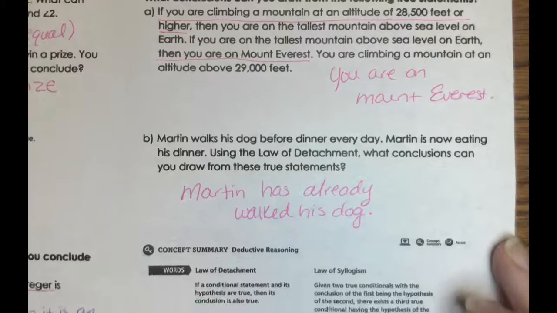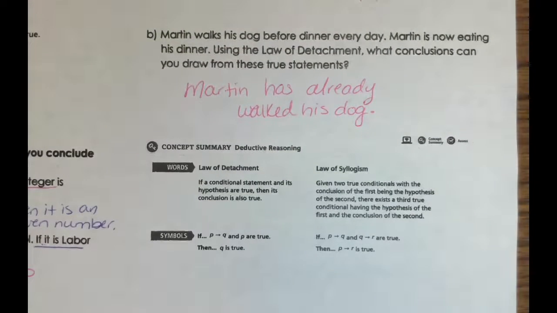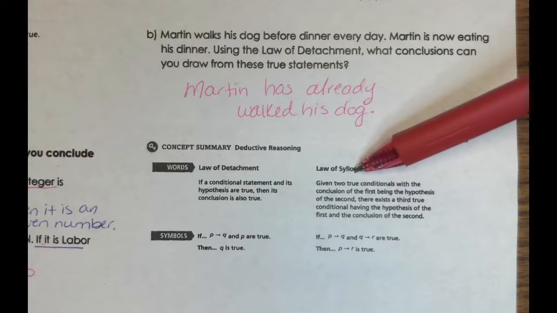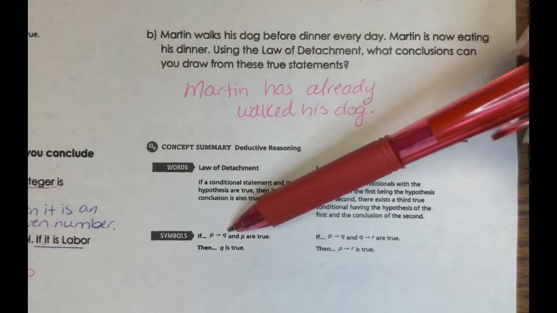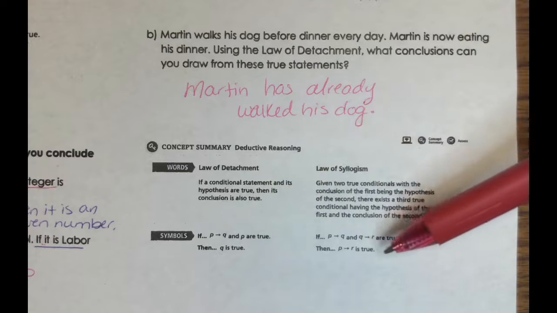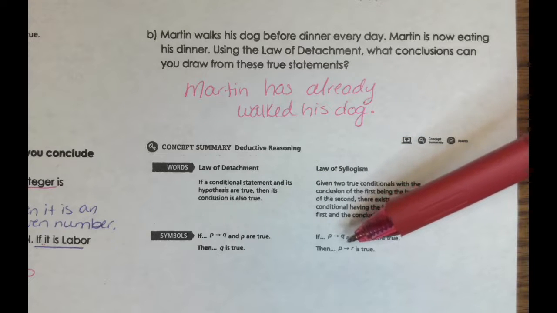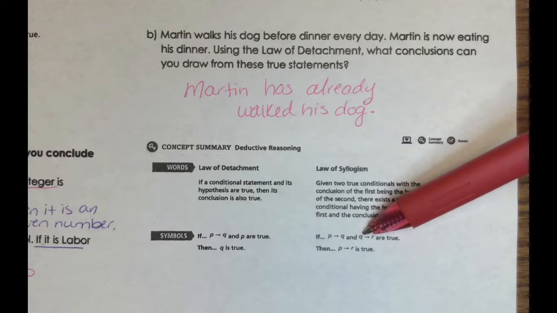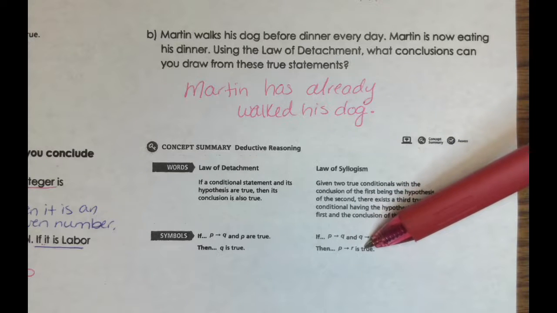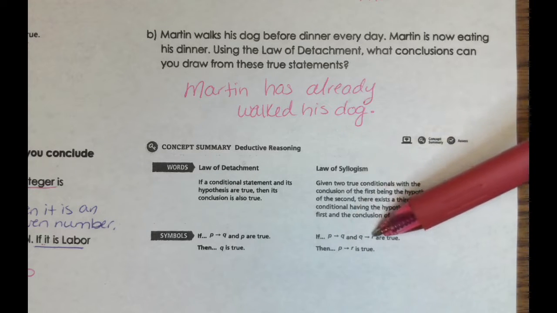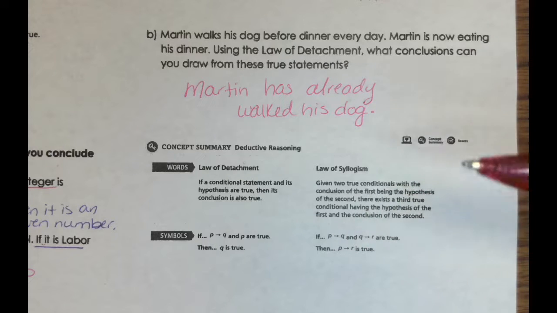Okay, so just a quick recap. When you have deductive reasoning, we use deductive reasoning with the law of detachment and also with the law of syllogism. Law of detachment states that if your conditional is true and your hypothesis is true, then your conclusion has to be true. The law of syllogism states that if you have two conditionals that are both true, and the conclusion of the first statement is the same as the hypothesis of the second statement, you can cut that repeated piece out and you have a third conditional that is also true, made of the hypothesis of the first statement and the conclusion of the second statement.